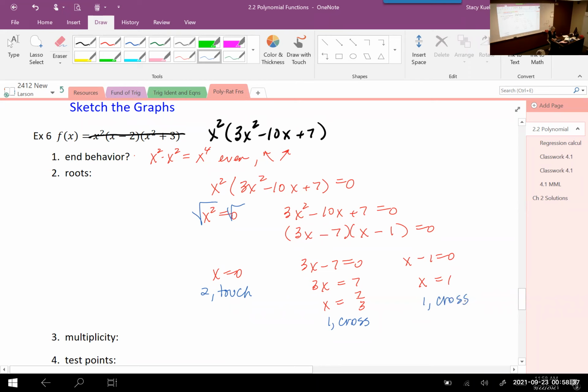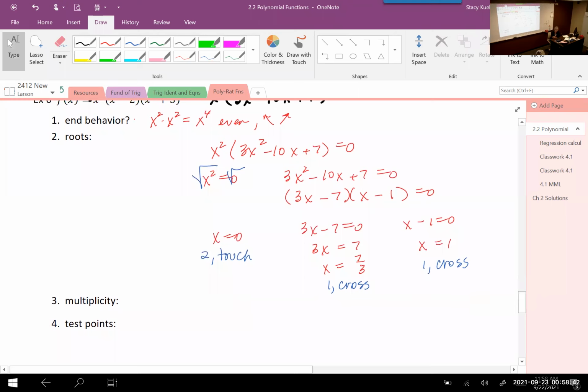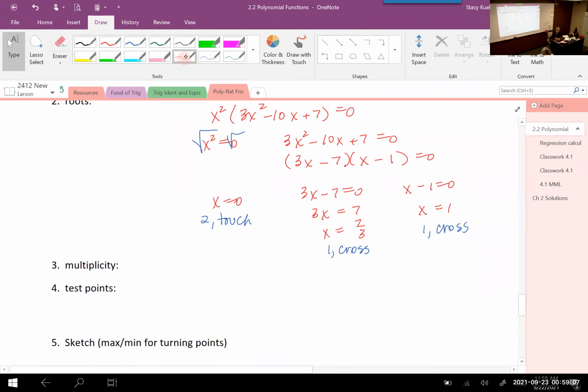Okay, so we've got the multiplicity part. Now we're going to test some points to determine, we know what's going on at the x-axis, right? We know that we're crossing or we're touching, but we're going to test some points to actually see where I'm at around those intercepts, around those roots. Okay, so let's draw our x-axis.